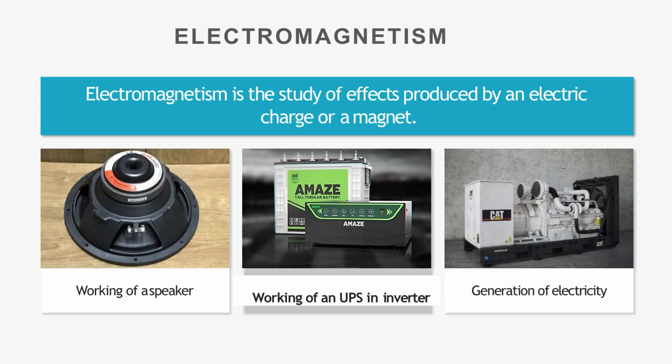Electromagnetism, as I said, electro is for the electron, meaning charged particle, and magnetism deals with the magnet at rest. The examples you are looking at on the screen are the working of a speaker, the working of the UPS in inverters or in computers, and the generation of electricity.